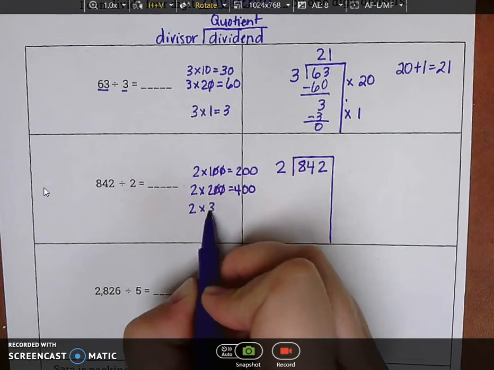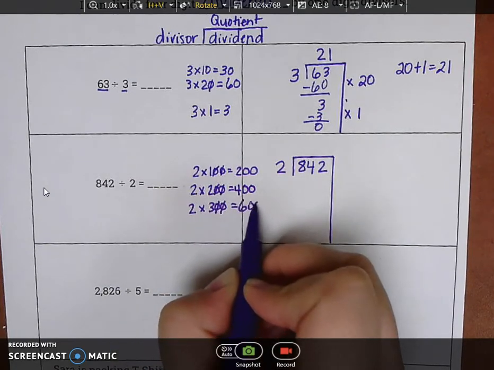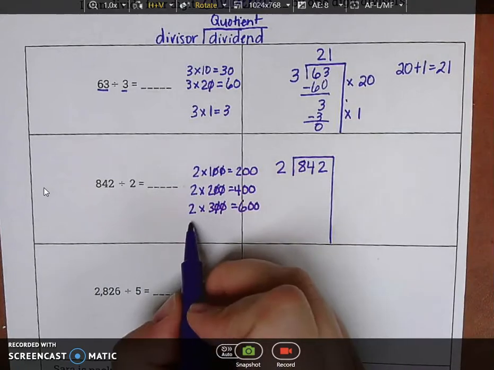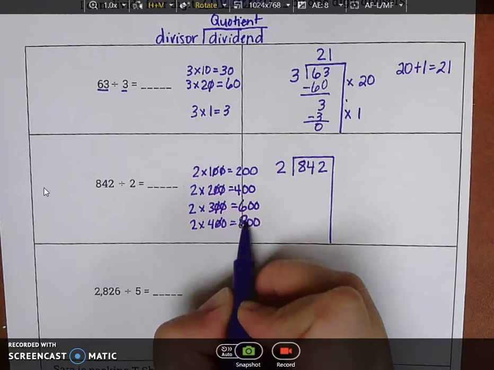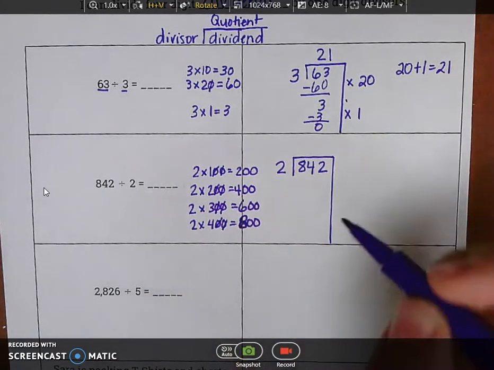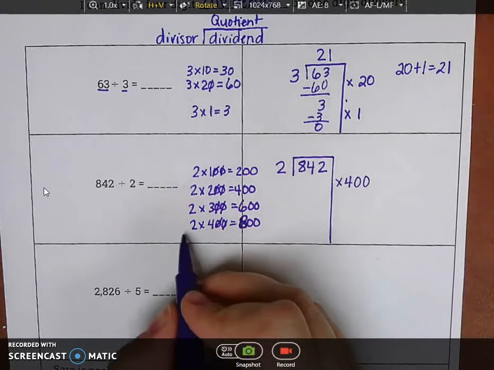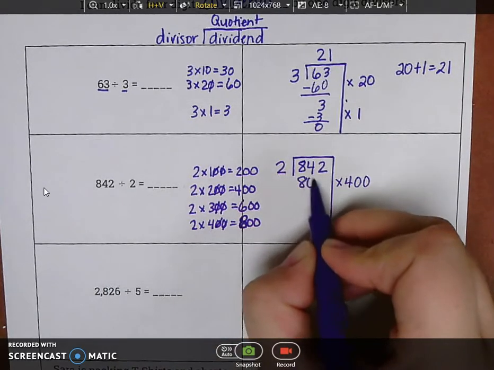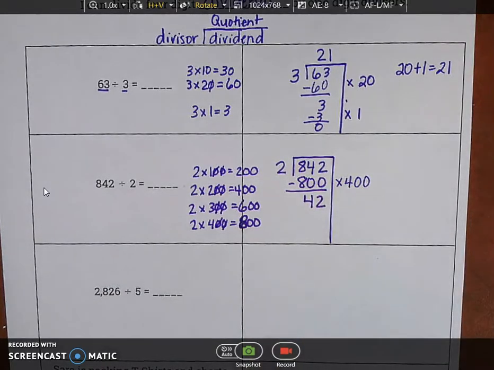2 times 300, cross those zeros off, 2 times 3 is 6, add those zeros back on, we're getting closer. 2 times 400 equals 600. Oops, equals 800. There we go. Because 2 times 4 is 8. So it's going to be times 400. And 2 times 400 is 800. I'm going to subtract. I've got 42 left.